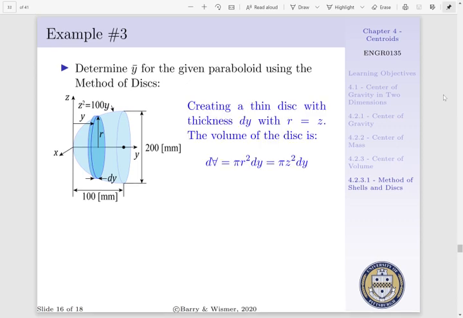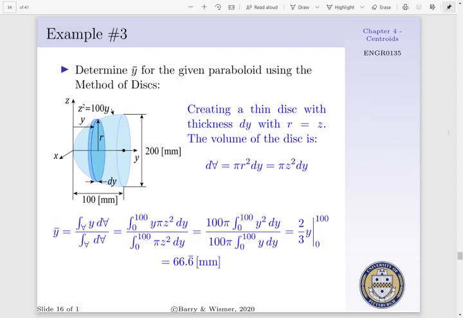Now, for us to begin, we are trying to determine y bar. So we are going to construct a differential disk with a thickness dy and a radius r is equal to z. And this differential disk is going to have a differential volume dV. Now, since r is equal to z, i.e. r changes as a function of y, our differential volume is expressed as pi z squared dy. Thus, we'd have y bar being equal to the volumetric integral of y dV per the volumetric integral of dV.